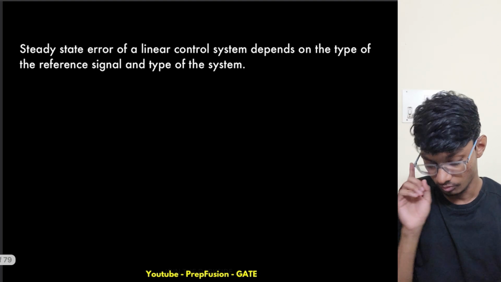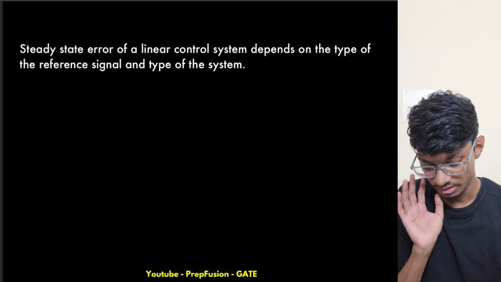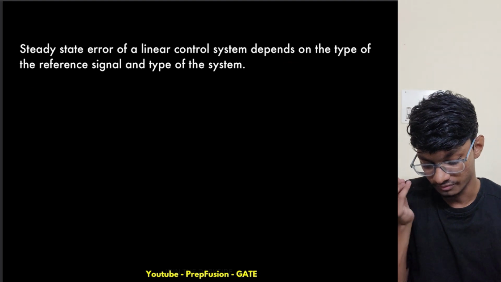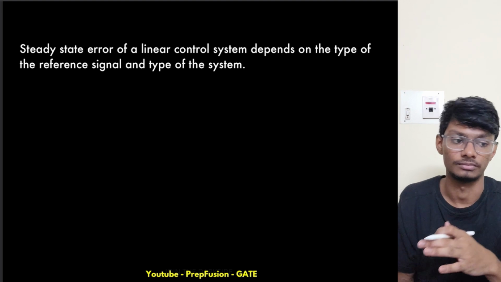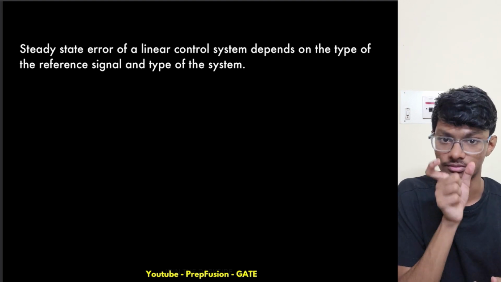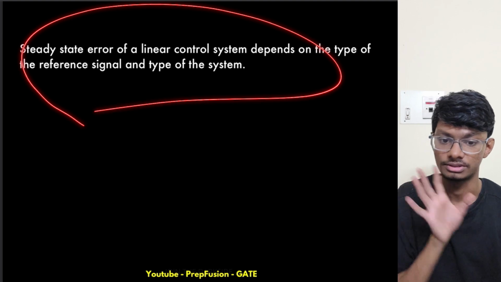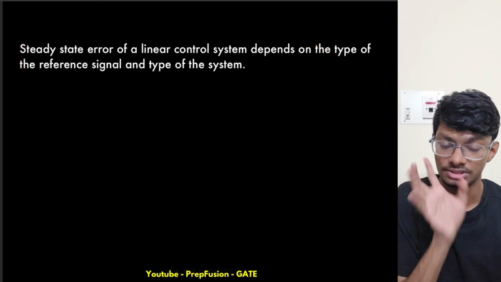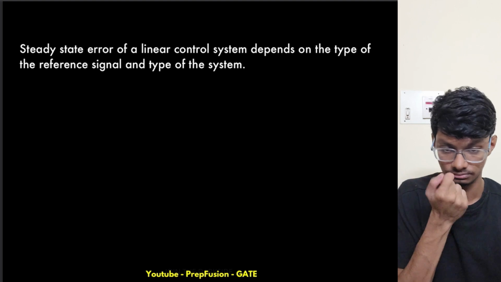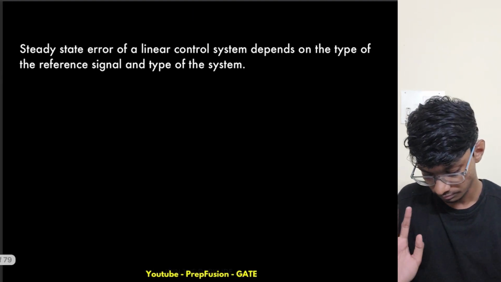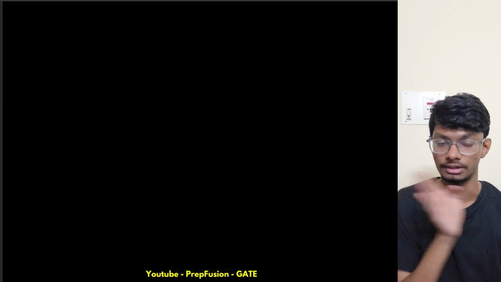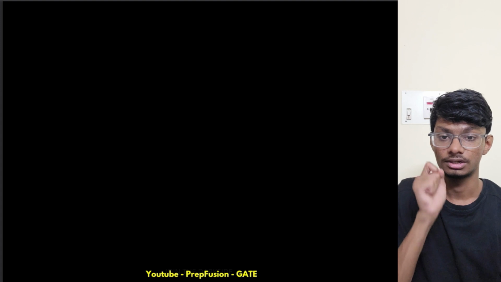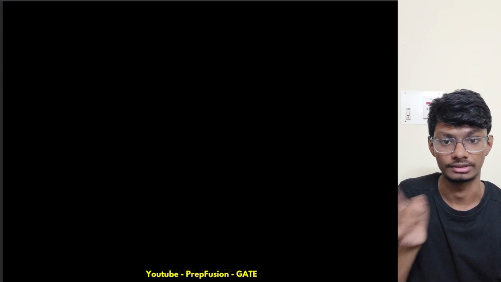So here, one more thing: the steady state error of a linear control system depends on the type of the reference signal and the type of the system. What do we mean by this? In the next few lectures I will teach you the concept of steady state error. Don't have to understand right now. For now we'll just study a simple unity feedback system, because that is what we have been studying up till now. Later on I will teach you the concept of steady state error for a non-unity feedback, which is very different.